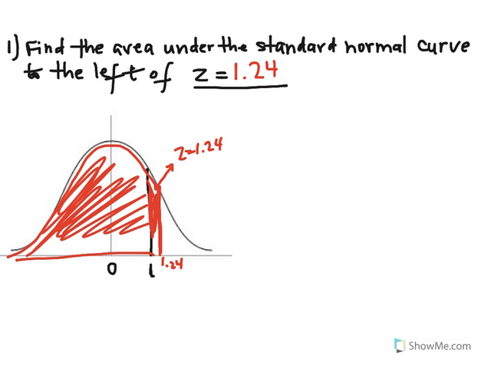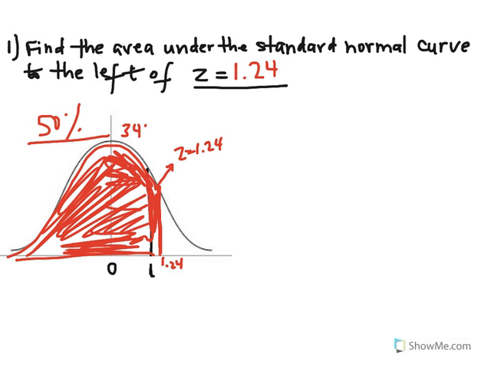So we need to find the area that is under z = 1.24. Okay, so how do we find that? We already know that this is 50%, right? So it's going to be more than 50 here. And also, since one standard deviation above the mean is 34%, then we know that this is going to be greater than 84%.